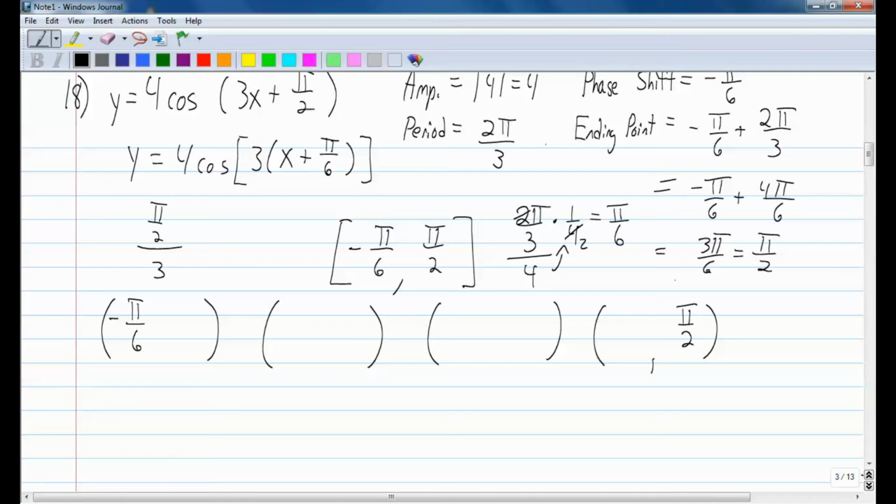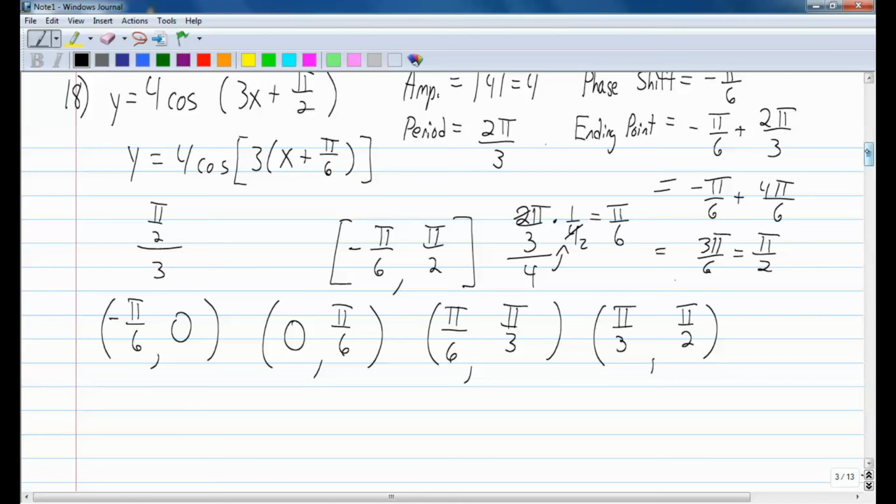My first significant point is negative pi over 6. Negative pi over 6 plus pi over 6 is 0. 0 plus pi over 6 is pi over 6. Pi over 6 plus pi over 6 is 2 pi over 6, which is pi over 3. And 2 pi over 6, or pi over 3, plus pi over 6 is 3 pi over 6, or pi over 2. So that's the check to let you know that you've been doing this right.